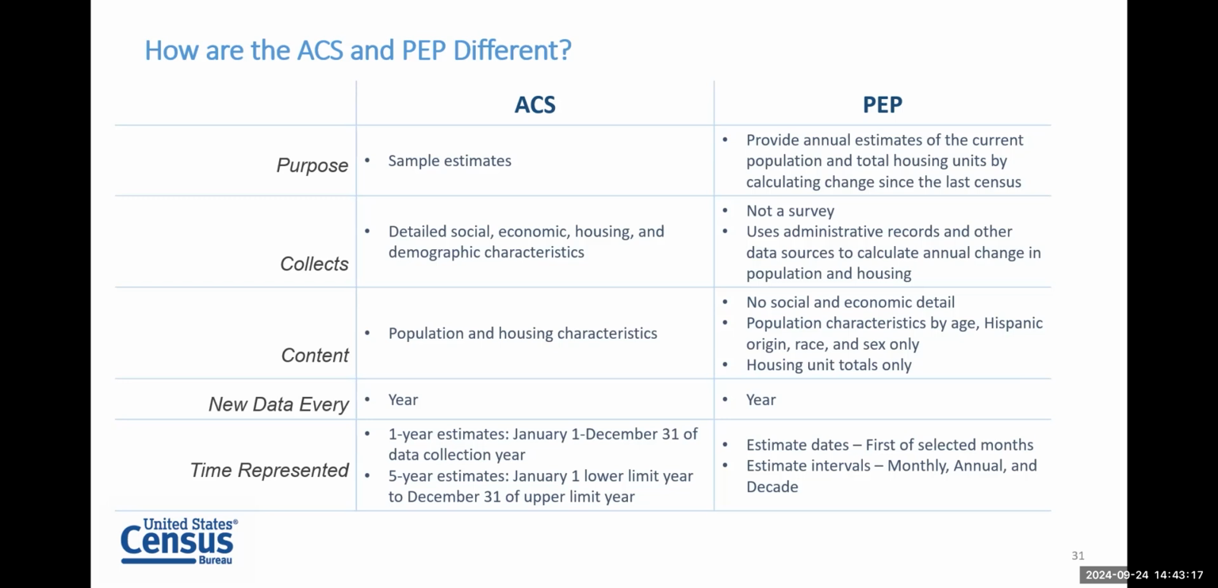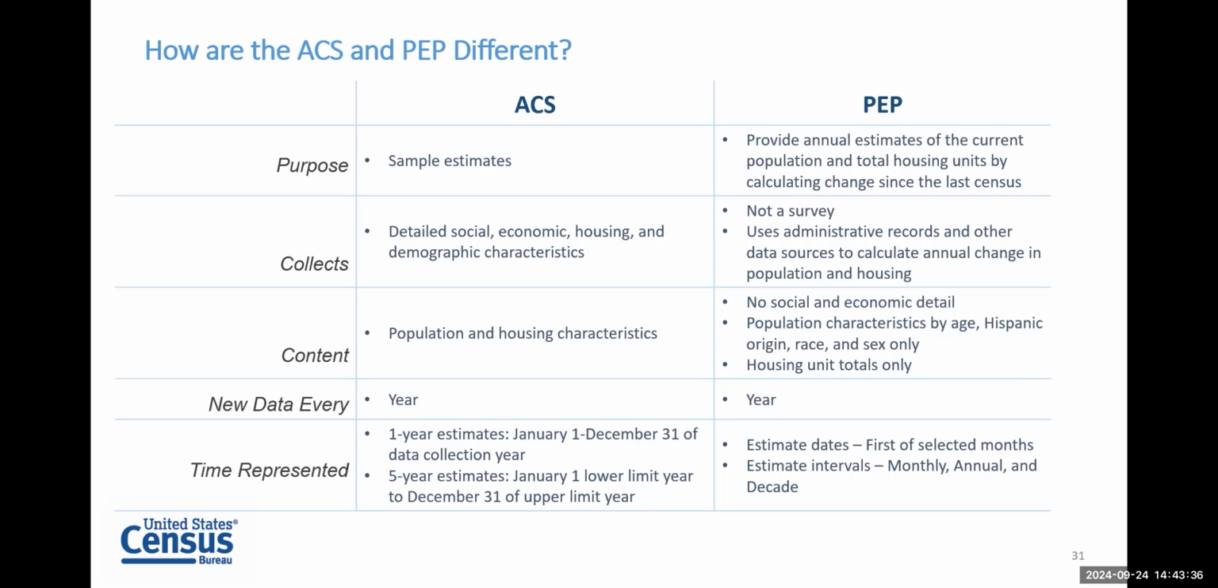The ACS has population and housing characteristics. The population estimates, we don't have any social and economic detail, but we do have age, sex, race, Hispanic origin. We have housing units just for totals. Both data are collected and released, or are produced, every year.